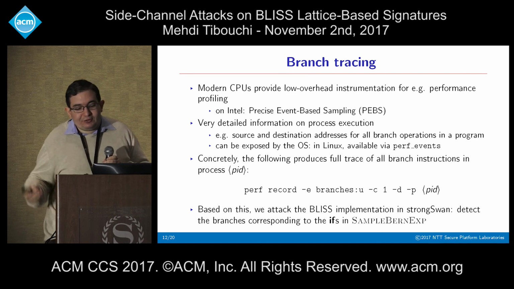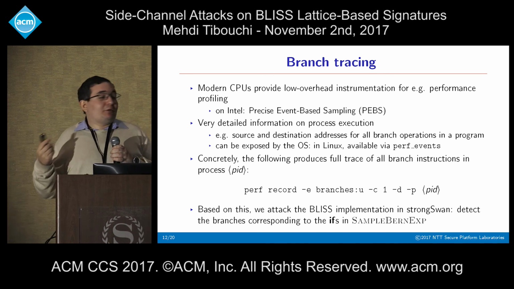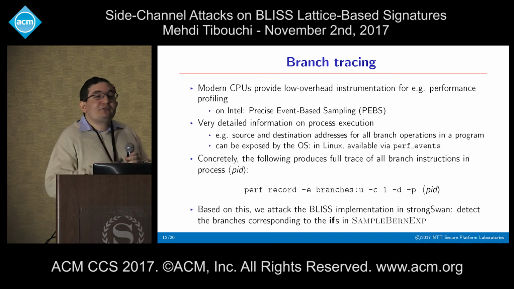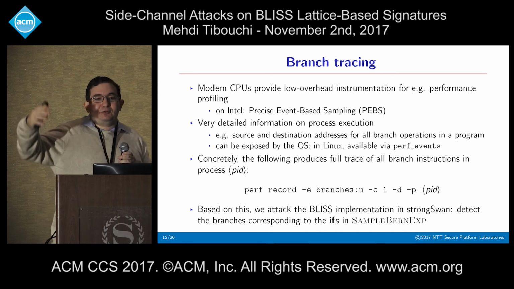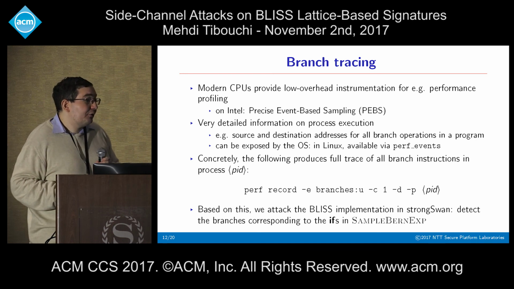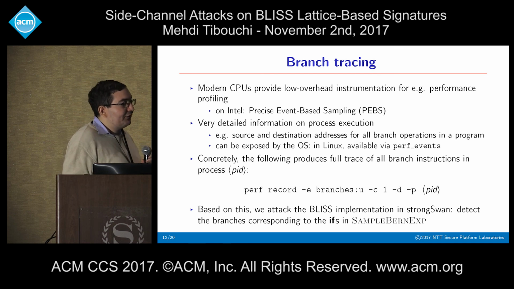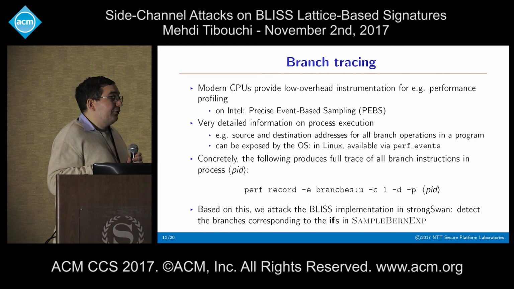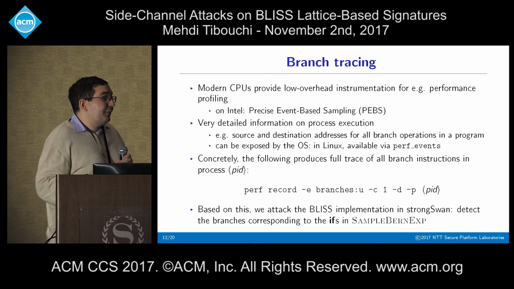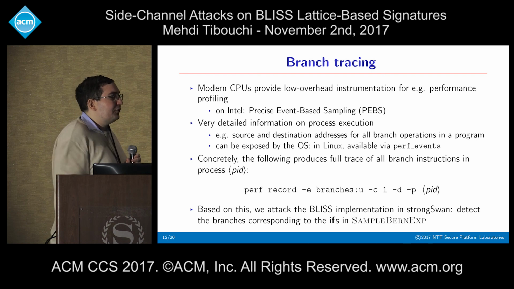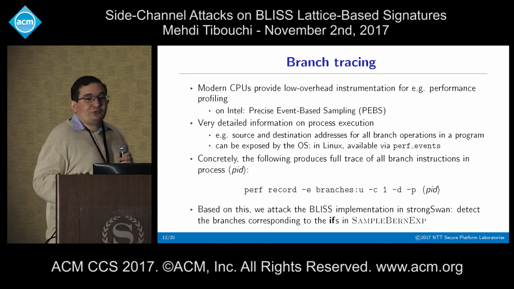So what we do instead is give a lot of power to the attacker and use something called branch tracing. So what is that? Modern CPUs like Intel and AMD provide what's called instrumentation, for example for performance profiling, that gives you meta information about things occurring on your processor. For example, you can obtain information like source and destination addresses for all branch operations in a program. Typically these are privileged metadata, but this can be exposed by the operating system. In Linux, for example, it's called perf event, and you can access that even from user land.